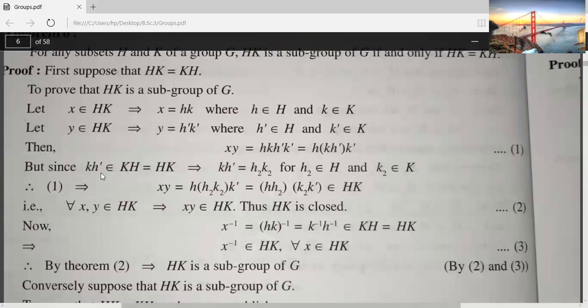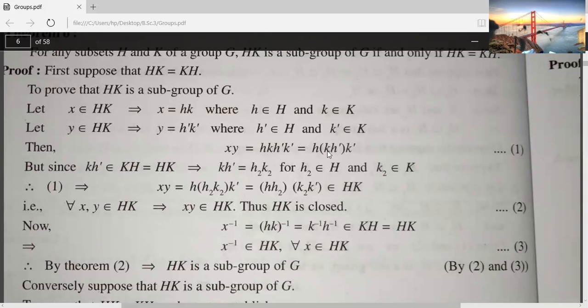Then you are writing KH dash is equal to H2K2, because KH is equal to HK. Here you can write KH dash is equal to H2K2. You are taking some elements: KH dash belongs to this KH, which is equal to H2K2. Now XY is equal to, already taken there, H into H2K2 K dash.